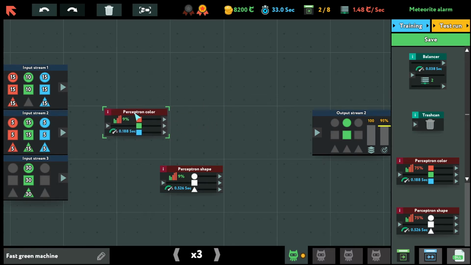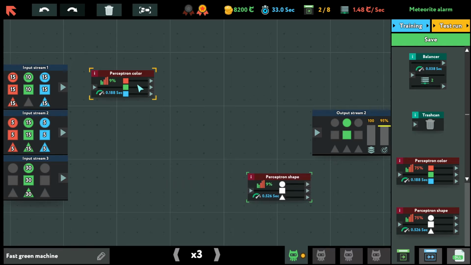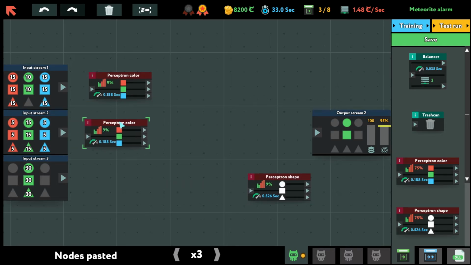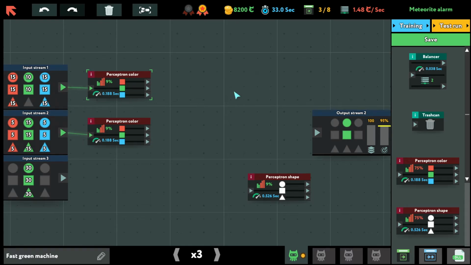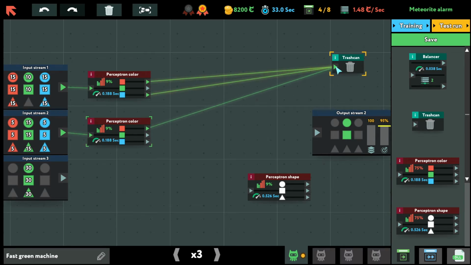Okay, we're gonna do color first. So we're allowed 8 nodes, so we can totally do these in parallel. We don't need a color here because there's only one color. Trash can, we're gonna throw away all the reds and blues. Yeah, actually 8 nodes, okay.